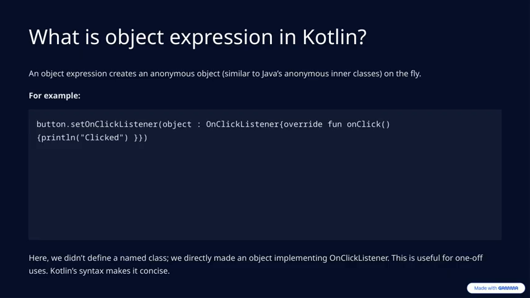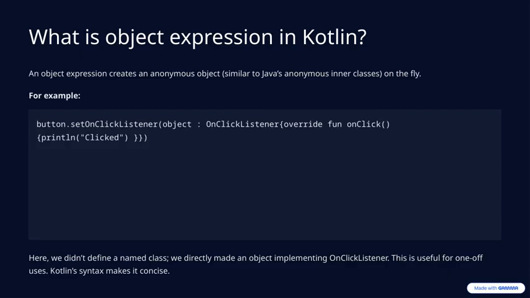For example, imagine you have a button and you want to set a click listener. Instead of creating a whole new class, you can directly create an object that implements the interface right where you need it. It looks like this: button.setOnClickListener, and then you pass in object. Inside, you override the onClick method to define what happens when the button is clicked, in this case, printing clicked.